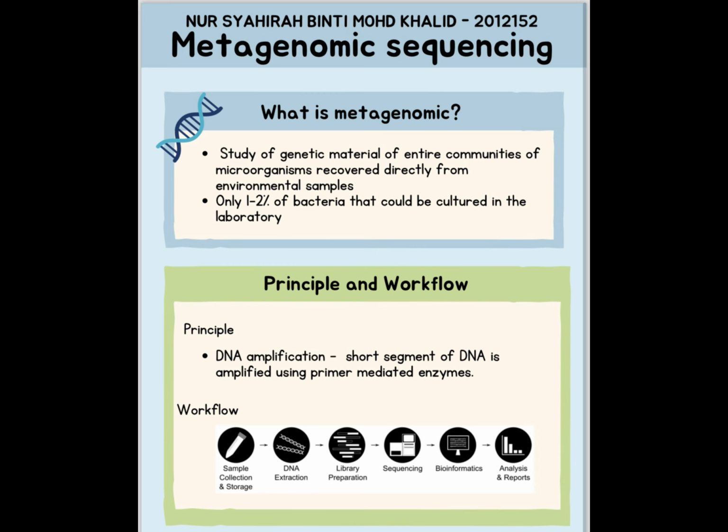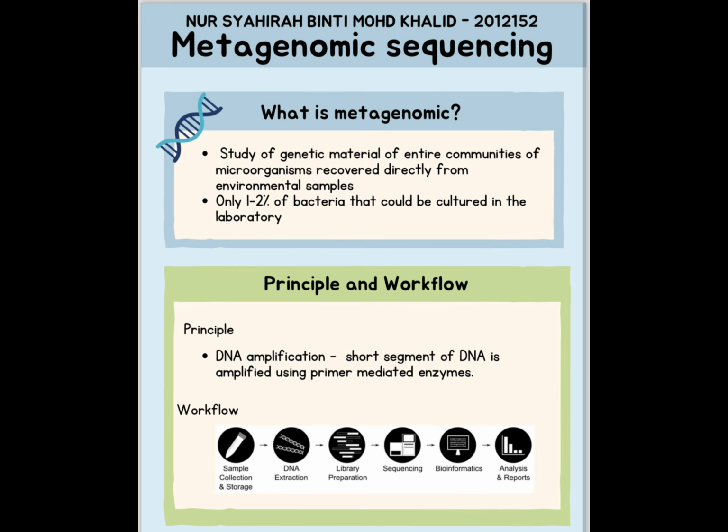Obtaining bacteria in pure culture is typically the first step of investigating bacterial processes. However, standard culturing techniques account for 1% or less of the bacterial diversity in most environmental samples. The principle involved in metagenomics is DNA amplification. DNA amplification occurs when a short segment of DNA is amplified using primer-mediated enzymes.